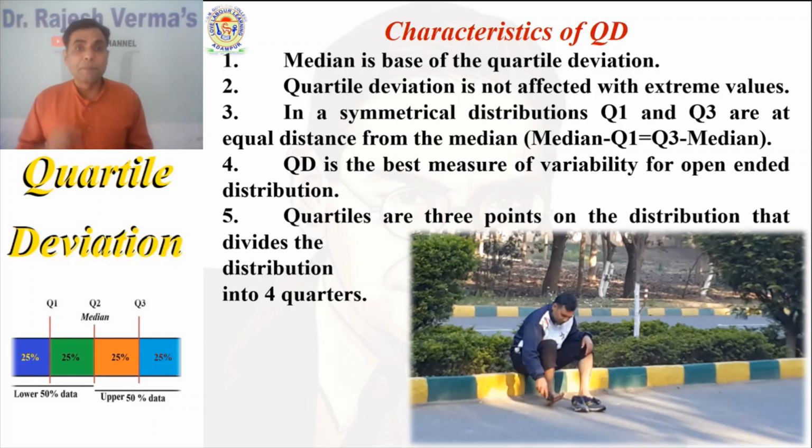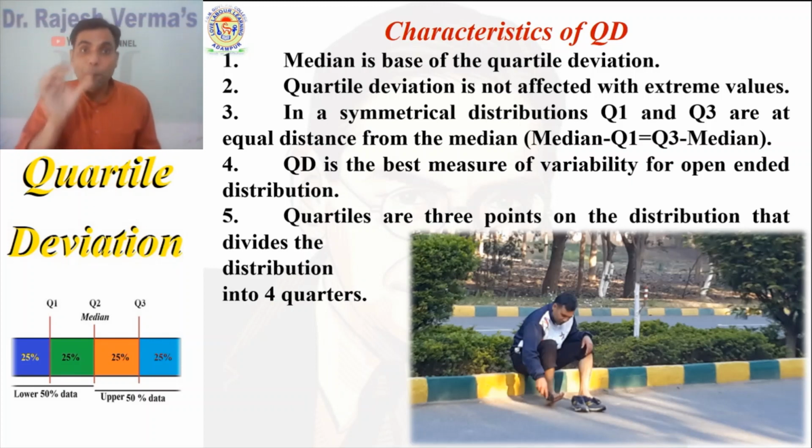Quartile deviation is the best measure of variability for which type of data? For data that have open-ended distribution. So what is open-ended distribution? Open-ended distribution means the highest class or the lowest class doesn't have its limit. For example, we have limits less than or equal to 10, then 11 to 20, then 21 to 30, then 31 to 40, 41 to 50, and the next highest limit is 50 or above.